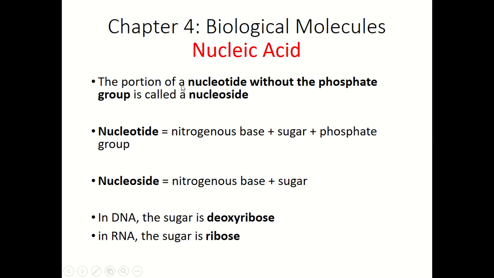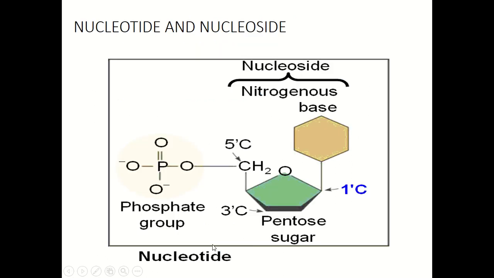So the portion of a nucleotide without the phosphate group is called a nucleoside. Okay, if you add a phosphate group over here, it is known as a nucleotide. So in DNA, the pentose sugar is deoxyribose, while in RNA, the pentose sugar is ribose. So let's look here. This one is a nitrogenous base. We have different nitrogenous bases: adenine, thymine, guanine, cytosine, and uracil.